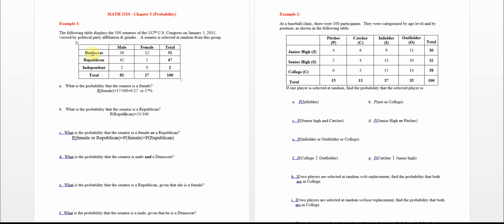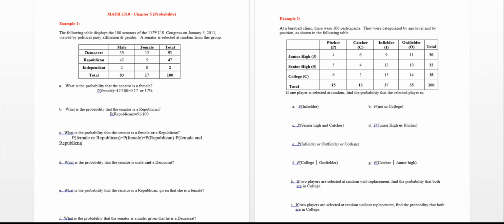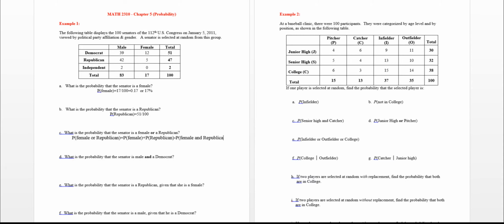So look at this. So Democrats, sorry, Republicans. You count how many Republicans there are. Oh, there's 47. You count how many females there are. Oh, there's 17. But if you're a female who's also a Republican, we just overcounted you because you got counted in the Republican group and the female group. So we counted you both. We need to subtract. So I want to subtract the females that are also Republican. This isn't going to fit now that I made it bigger.